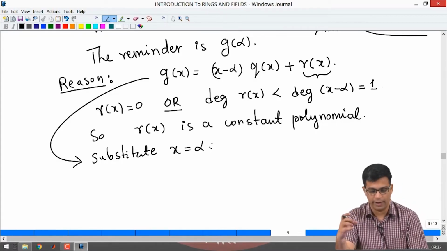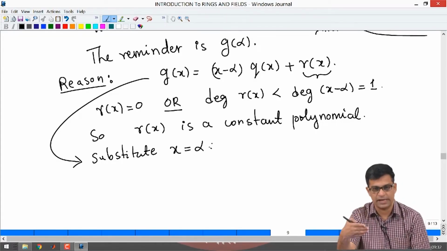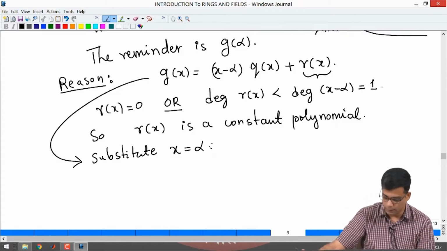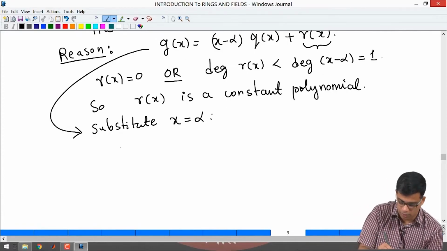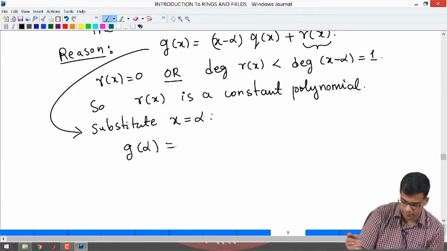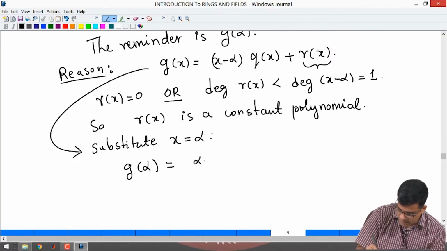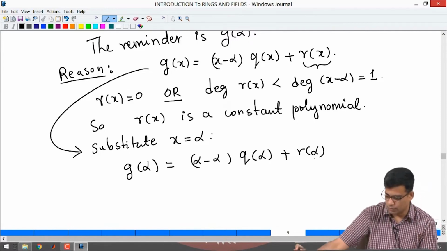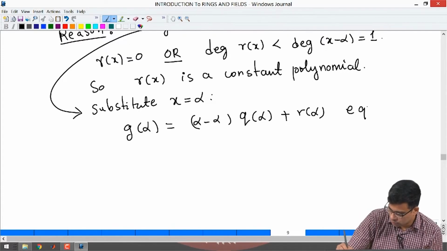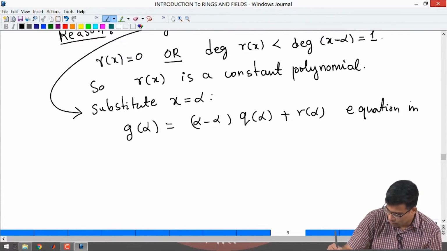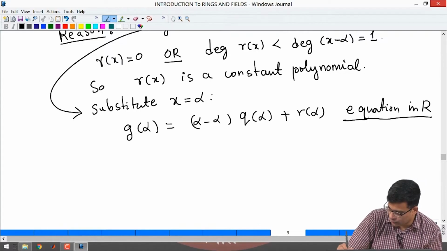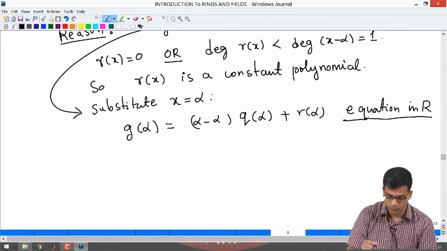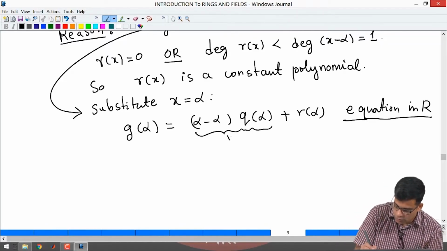So, if you have a polynomial identity, if you replace x by a specific element of the ring, you get an equation in the ring. So, if you substitute x equal to alpha, you get g alpha on the left hand side, alpha minus alpha times q alpha plus r alpha. Okay. So, now this is an equation in R. Now, x is gotten rid of, right. So, x is gone, what you are left with is actually an equation in R, but now alpha minus alpha is 0. So, this whole thing is 0.